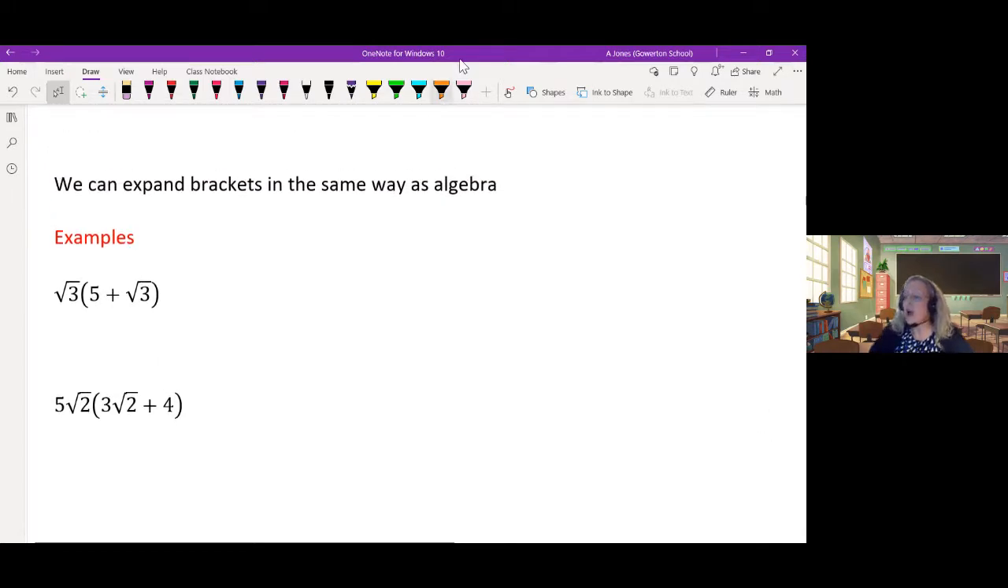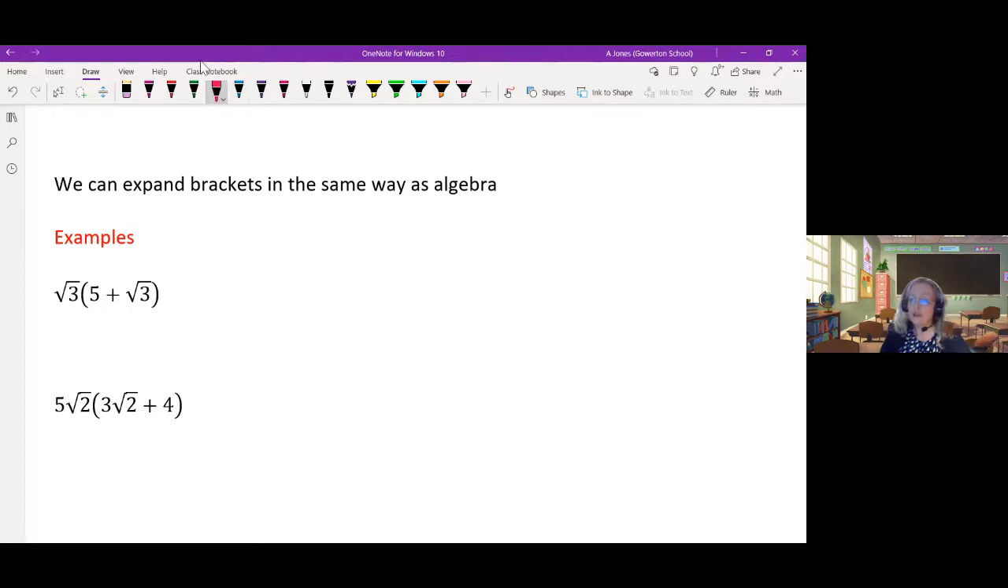I'll leave it there. So what I'm going to do is I'm going to think about these as being the same as algebra to start with. And I do often think about these in the same way as I would with algebra. So let's have a look at what I mean by that.